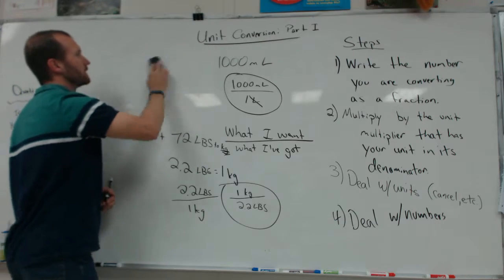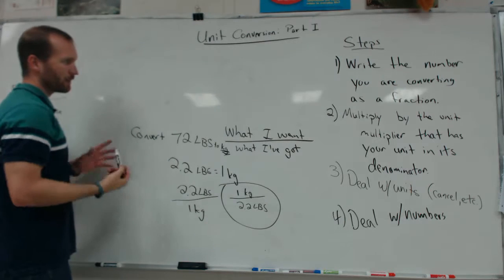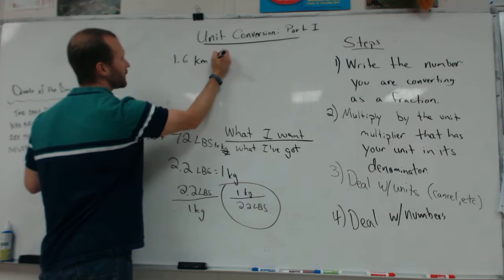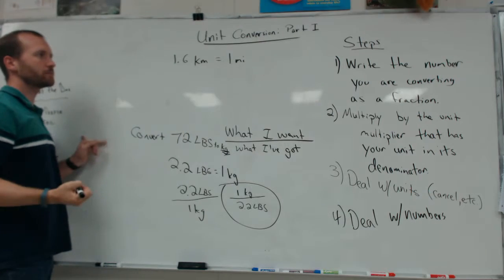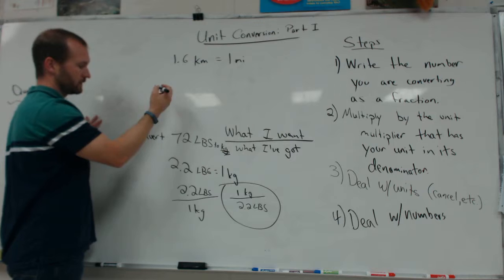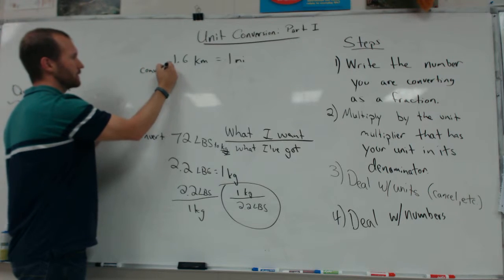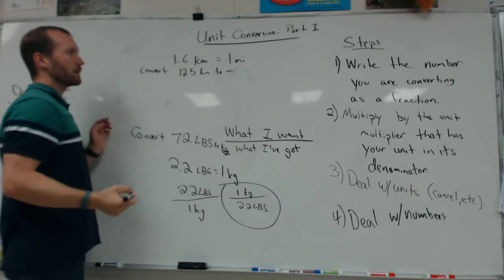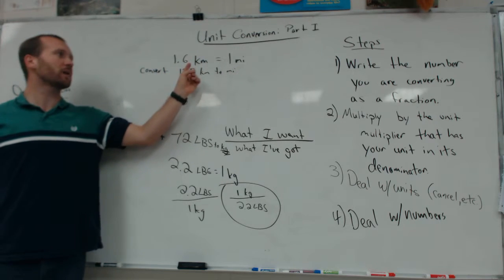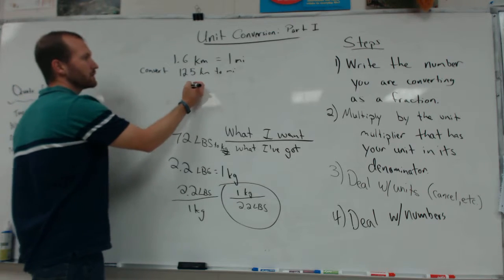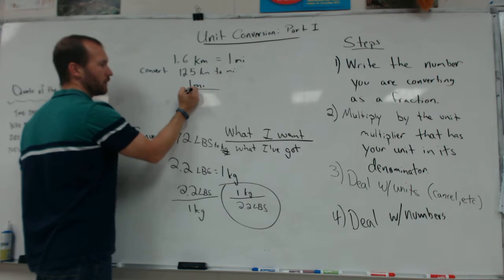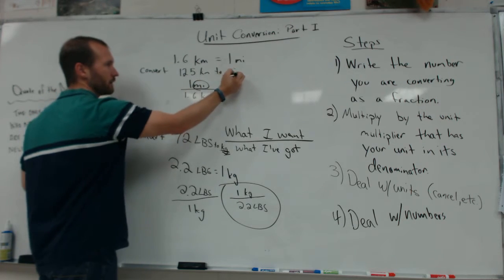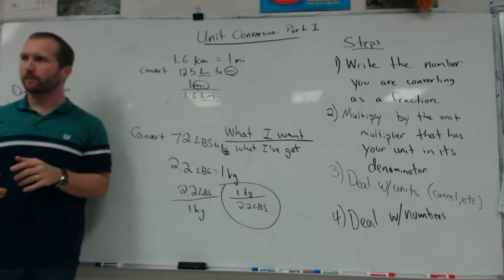Let's do one more practice like this. I left my sheet in the other room, so I'm remembering this. But I believe 1.6 kilometers equals 1 mile. I think that's right. And someone says convert 125 kilometers to miles. Can you look at this and just tell me the unit multiplier that we need to know? Yeah, it's just 1 mile over 1.6 kilometers. What I want over what I've got. Okay.